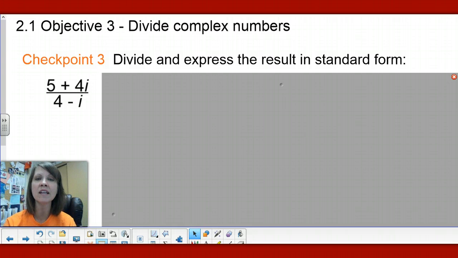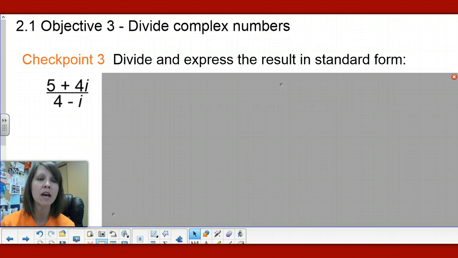Objective 3, dividing complex numbers. Checkpoint 3 went with this objective. We're dividing and expressing the result in standard form. So I'm going to talk to you about how to divide, some important vocabulary, and what standard form looks like. And we'll get there here in a little bit.